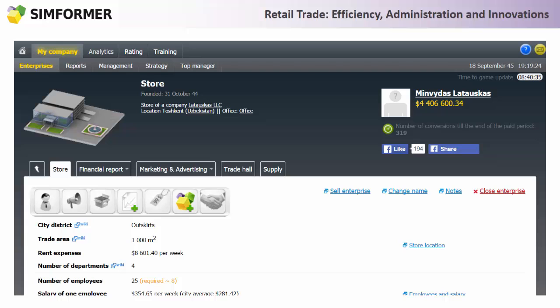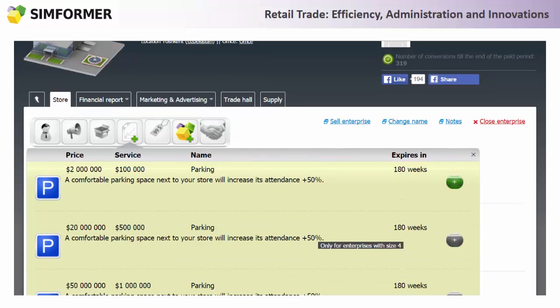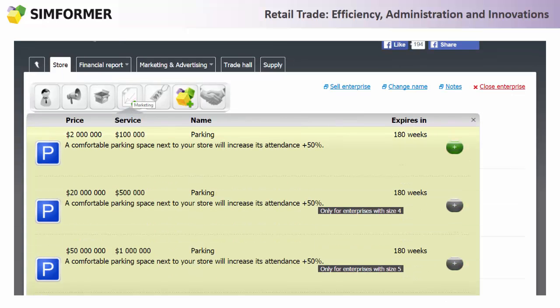You also have one additional way to help your store. It is called innovations. You can see here these little icons. If you click on them, you will be provided a list of business boosters you can buy. The cost of this innovation, in other words the parking lot near your store to increase the attendance by 50%, will cost you 2 million. And also, every turn afterwards, you will have to pay 100,000 to maintain it. And it will be active for 180 weeks, so it's 180 turns. It's a good deal.